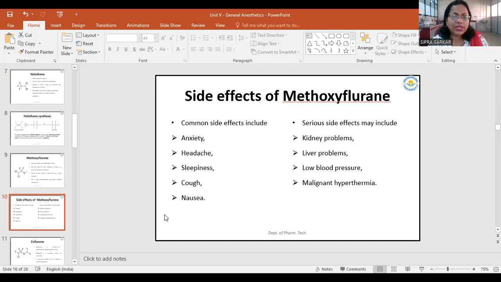Now there are some side effects of methoxyflurane. Common side effects include anxiety, headache, sleepiness, cough, nausea. Serious side effects include kidney problems, liver problems, blood pressure changes, and hypertension. Sometimes it happens. Okay, generally these are the common side effects.